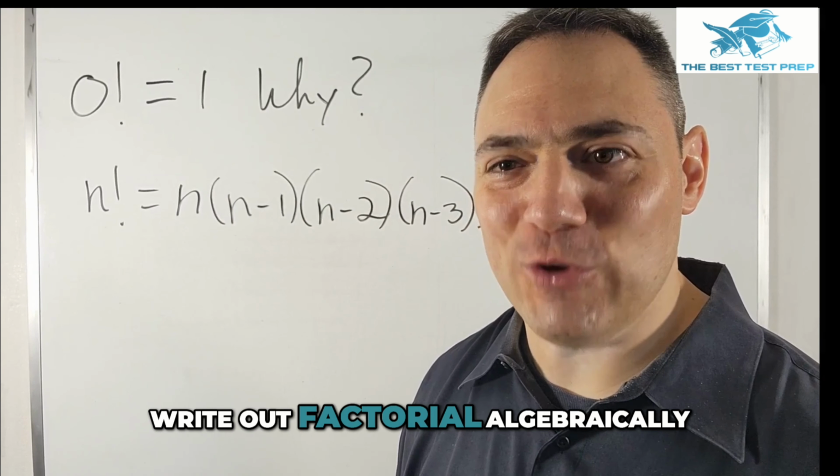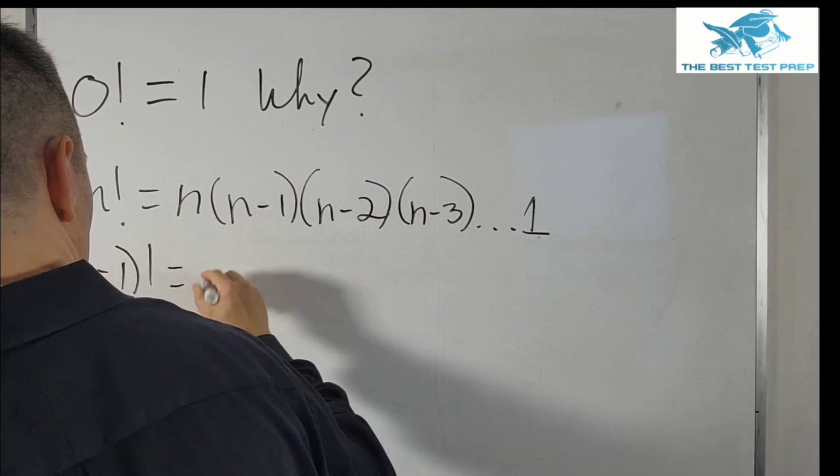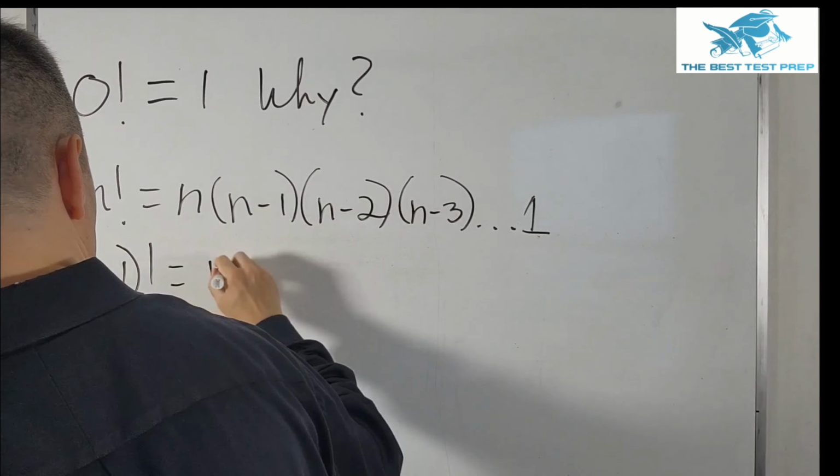If we were to write out factorial algebraically, n factorial would equal n times n minus 1 times n minus 2 times n minus 3, on and on and on, all the way until we get to 1. Similarly, n minus 1 factorial would just equal n minus 1 times n minus 2 times n minus 3, on and on, all the way down to 1. Let's write n in terms of n minus 1 and see if we can solve for 0 factorial.